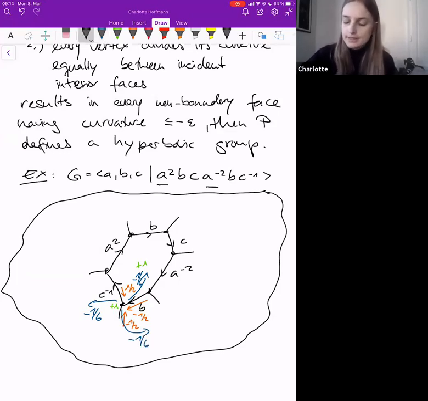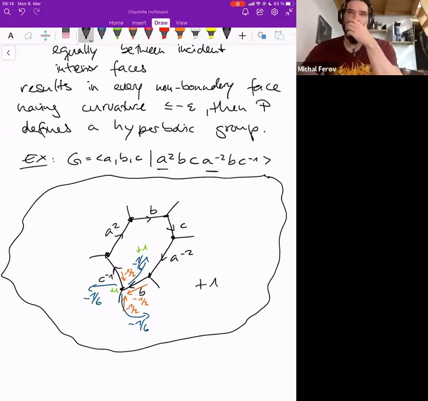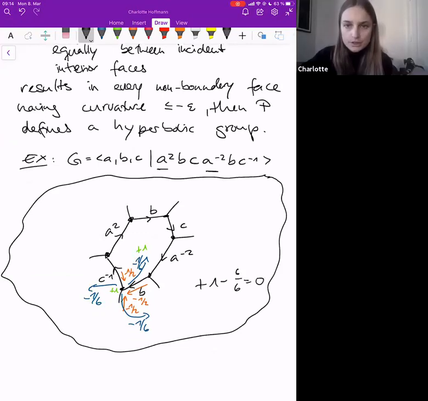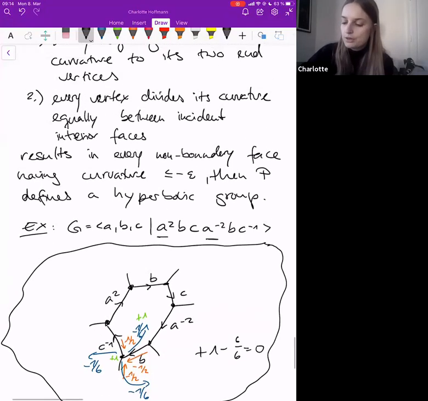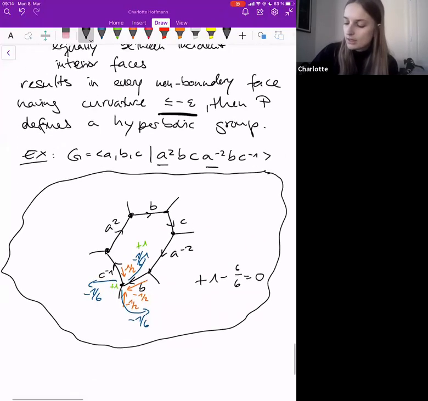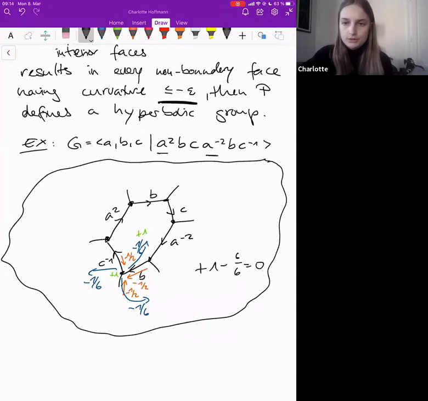Now the face has 6 vertices, and the degree is at least 3, and so it gets at least curvature -1/6 from each vertex. But then we would have the total curvature of 0, which is not enough, because remember that we need to show that we can bound the curvature above by some negative epsilon. Therefore, the only thing we need to do to show that the group is hyperbolic is just show that some vertex has degree larger than 3.